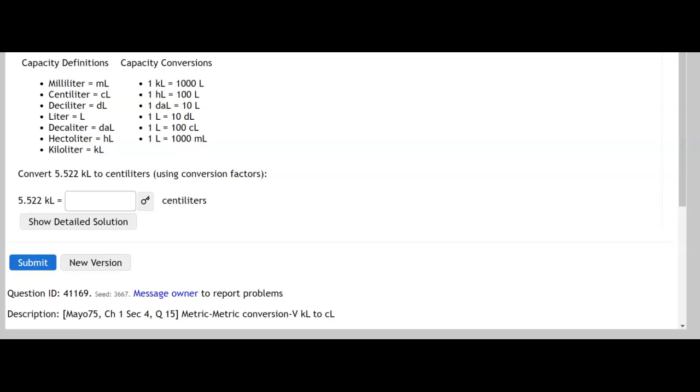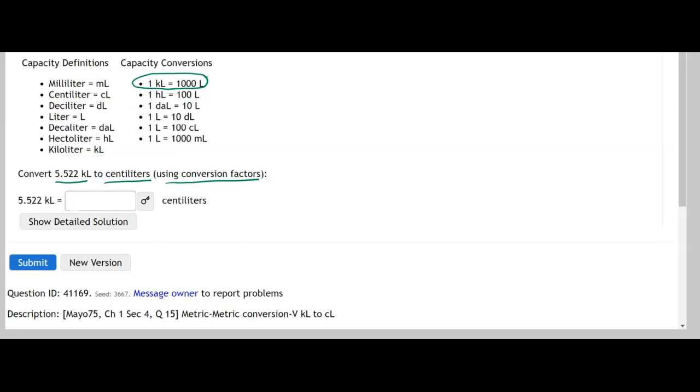Okay, let's do a basic metric conversion. We're going to take kiloliters and convert them to centiliters. 5.522 kiloliters to centiliters. It says using conversion factors. So as you can see, we have kiloliters. It tells us how many kiloliters and liters would be equivalent.